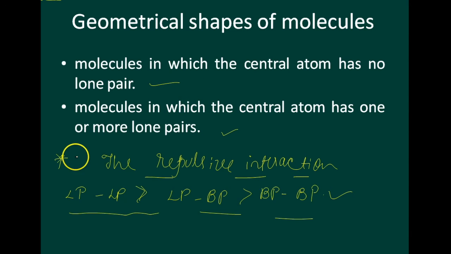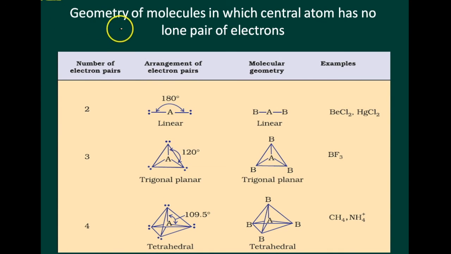And so this is about the interaction, and these are some points for the prediction of geometrical shapes of molecules. If you are identifying the molecule's shape, the VSEPR theory divides molecules into two categories: molecules in which the central atom has no lone pair, and molecules in which the central atom has one or more lone pairs. Next, this is the geometry of molecules in which the central atom has no lone pair of electrons.